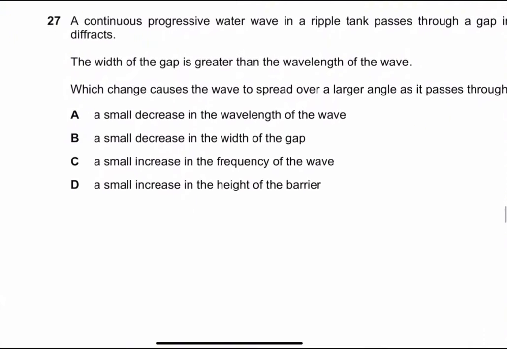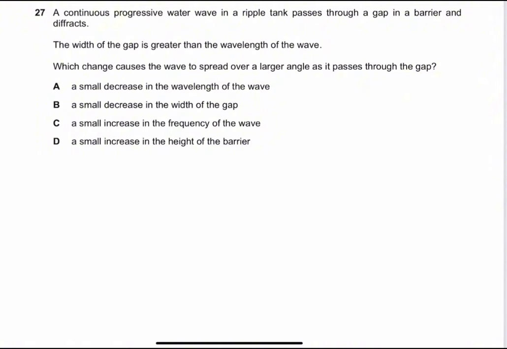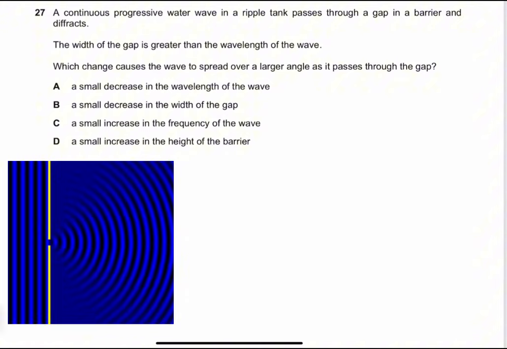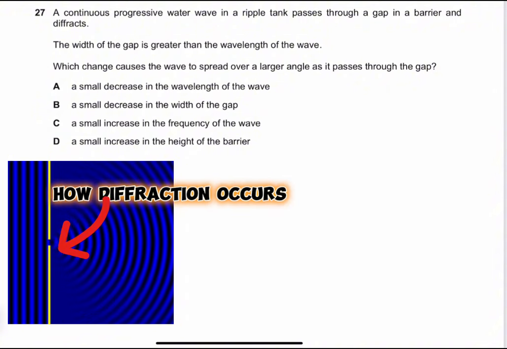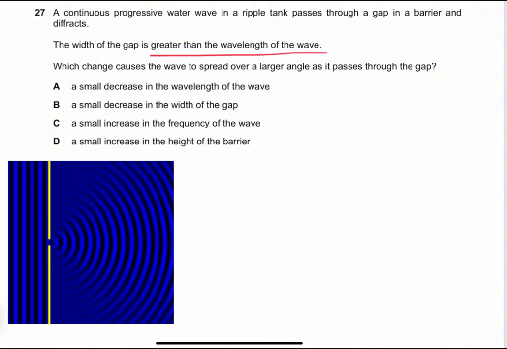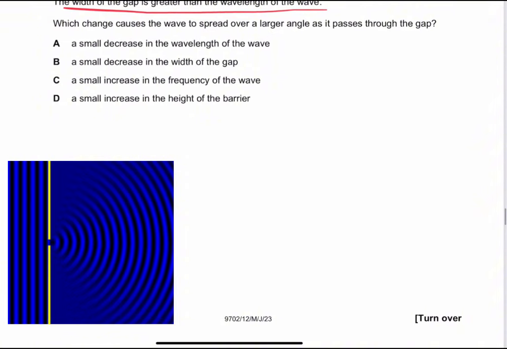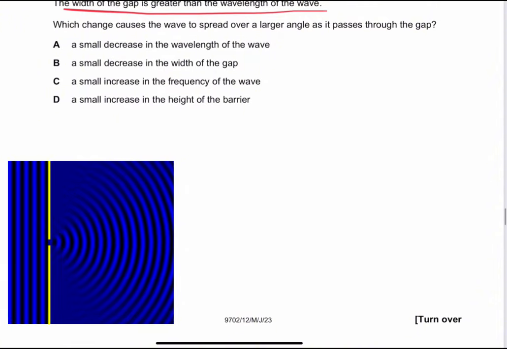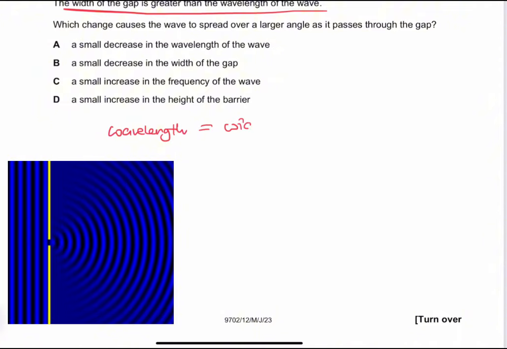Question 27. We've been given a continuous progressive wave that passes through a gap in a barrier. As you can see here clearly, I've shown you the progressive wave as it is traveling, and how diffraction is occurring, right? And we've been told that the width is greater than the wavelength. Remember what I said in the last video? I'd recommend you go back and watch the last video from May/June 2023, QP11. I talked about how if the wavelength is equivalent to the width, the greatest diffraction occurs. But if the width is greater than the wavelength itself, very little diffraction will occur.